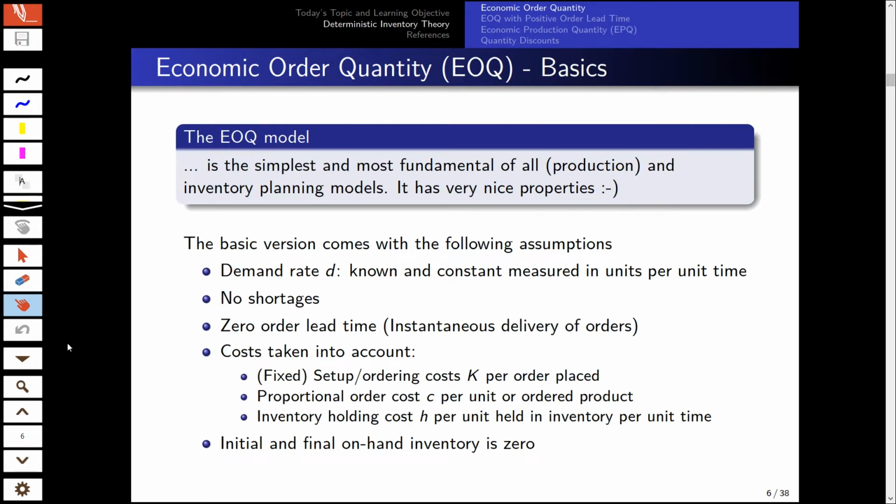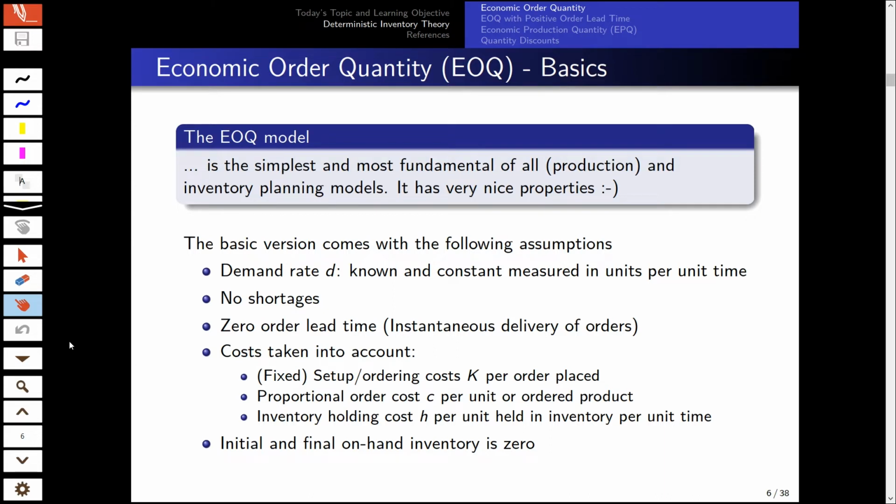So let's go to the very basic model for ordering. It is called the economic order quantity, which is the simplest and most fundamental model that we have in reordering, also called inventory theory for planning models. It is quite extensively used in practice because it has quite some nice properties, and is also incorporated in software like ERP systems and SAP and other commercial software.